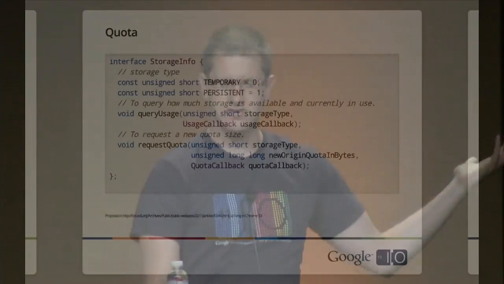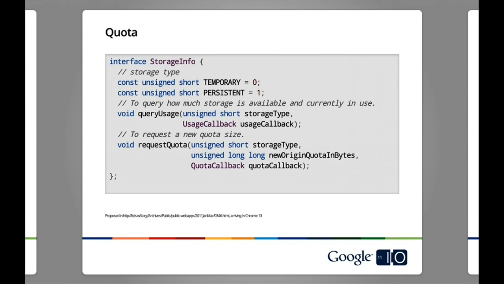The interface for this is quite simple. You can query how much quota you're using, and should you need to request quota, there's a simple API to request quota. So this is what's going on in the land of storage. What else is going on?